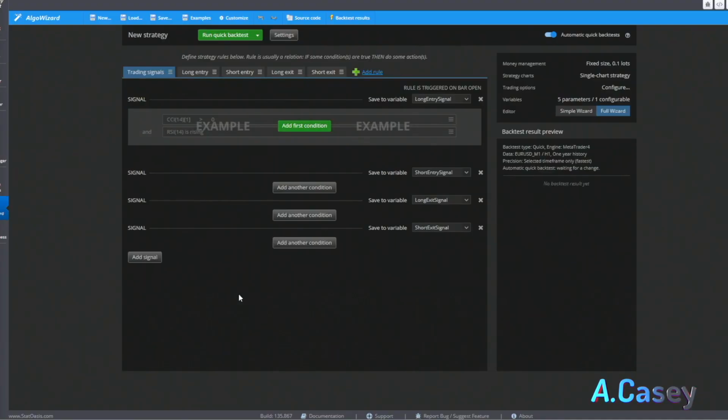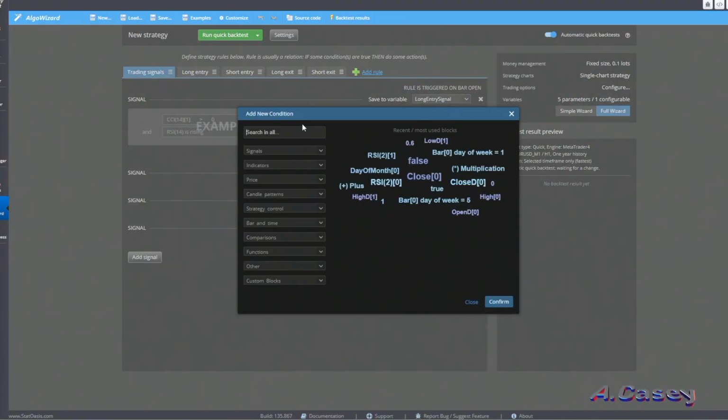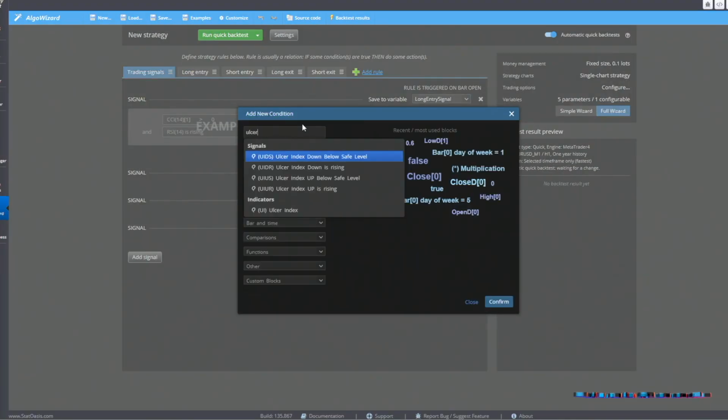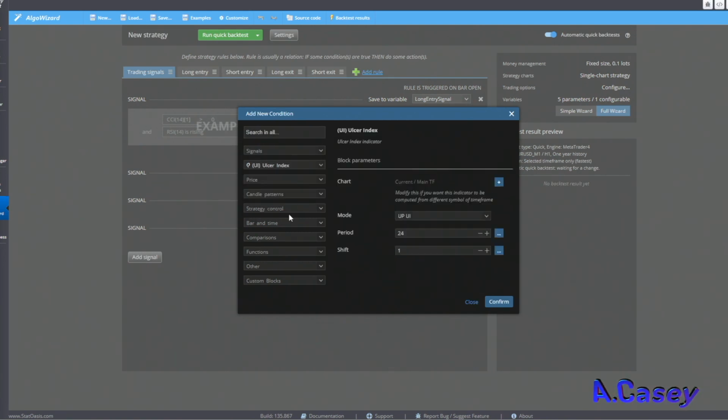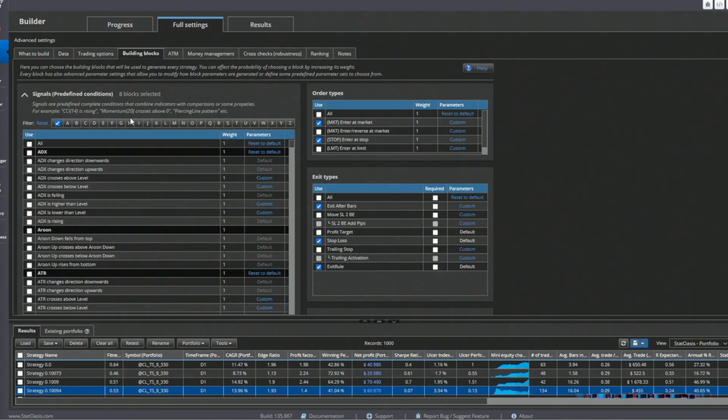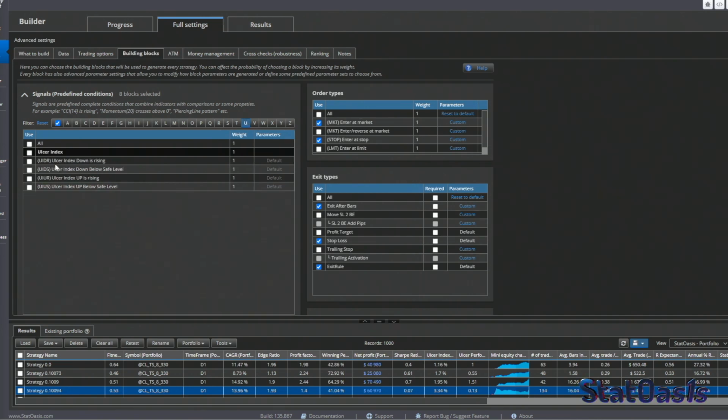And also we have it here in Algo Wizard and StrategyQuant X. So if you type Ulcer Index, you have Ulcer Index down below safe level, and Ulcer Index down is rising, and Ulcer Index up below safe level, and Ulcer Index up is rising, and then just an Ulcer Index, because it has two components, the up and the down. And then of course you can use period, and this will actually also be available in the building blocks, so you can use it here in the building blocks to build your system.